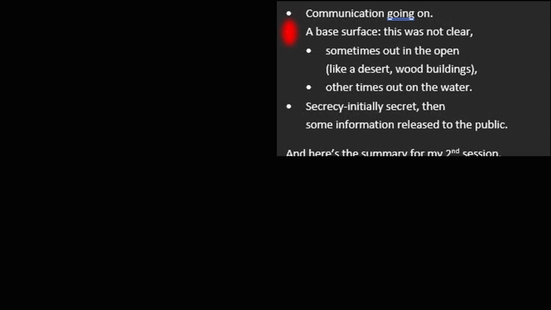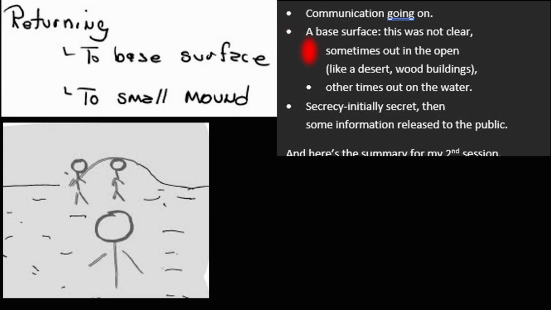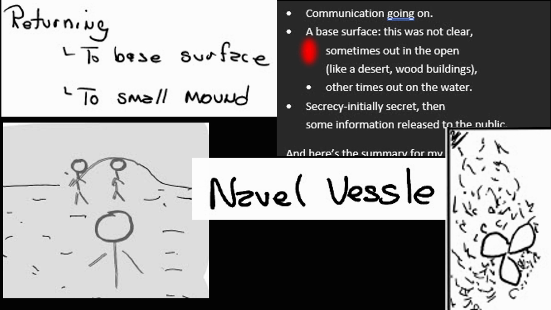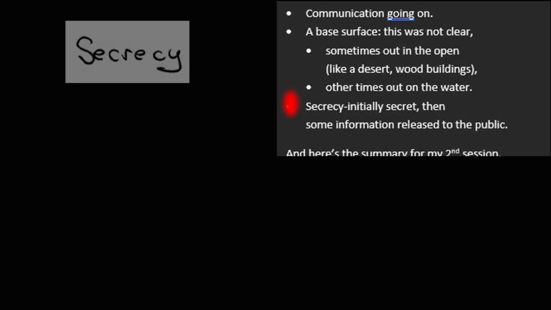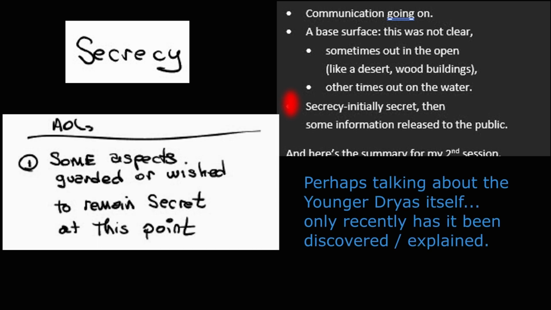A base surface. This was not clear, sometimes out in the open like a desert or with wood buildings, and other times out on the water. Secrecy, initial secret, and then some information released to the public.